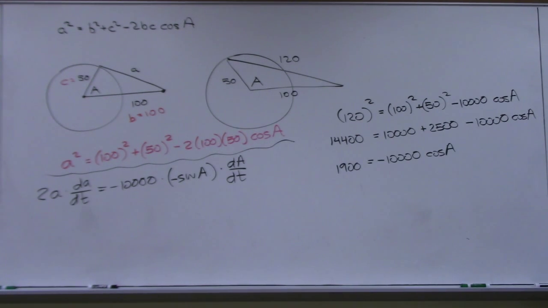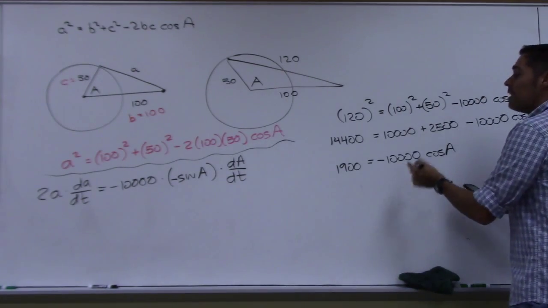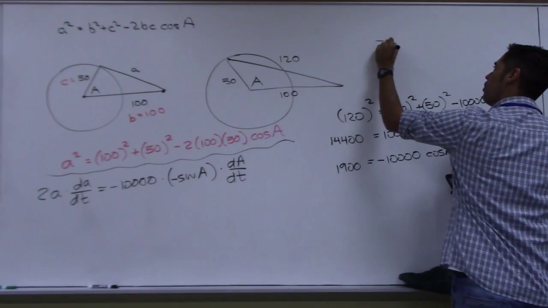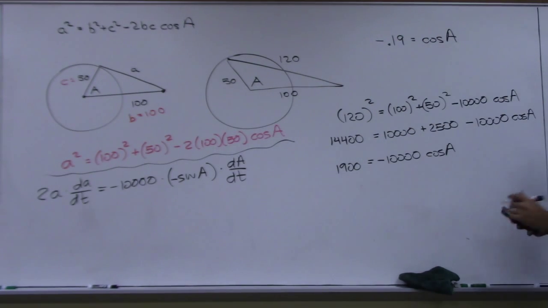Can you reduce it by counting the zeros? Well, it still turns out to be the same answer. It's still negative. But I'm going to need to do an arc cosine, so I'm getting this ready. So 19 over 100. So negative 0.19 equals cosine capital A. Now you take the arc cosine on both sides.